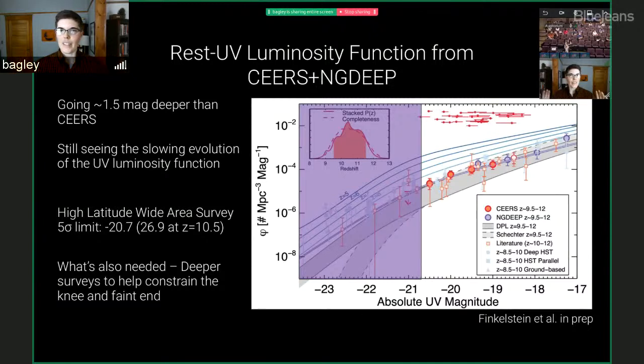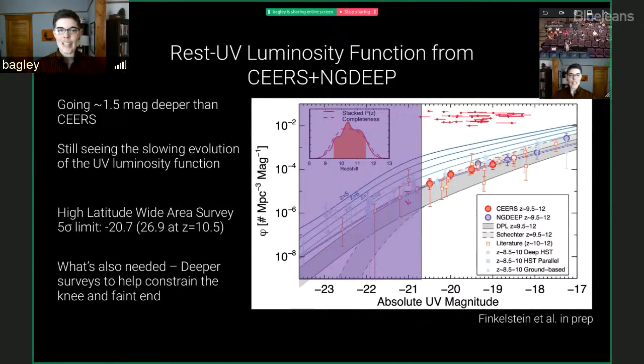I'm bringing back the SEARS plus NG-DEEP luminosity function to show the purple box, which highlights the phase space that the High Latitude Wide Area Survey will be able to probe, assuming a magnitude limit of 26.9 and a redshift of 10.5. We're seeing that it's going to be incredible at nailing down the bright end of the luminosity function. That's so important. These bright galaxies are very rare. They require large areas to sample the full population. But you'll notice that the rest of the luminosity function is really untouched.